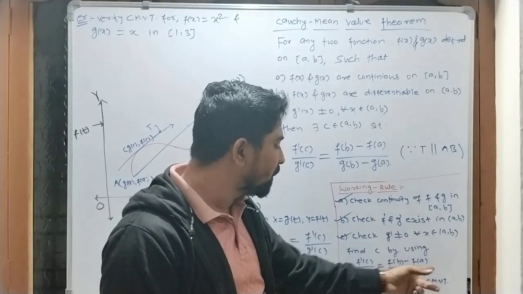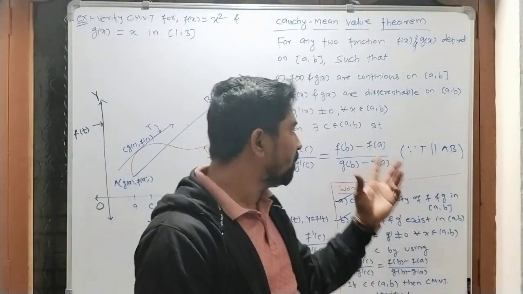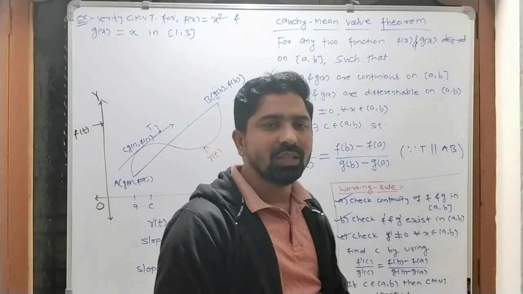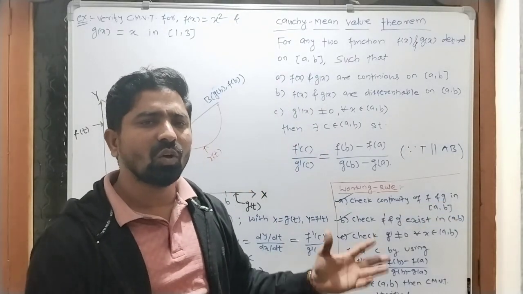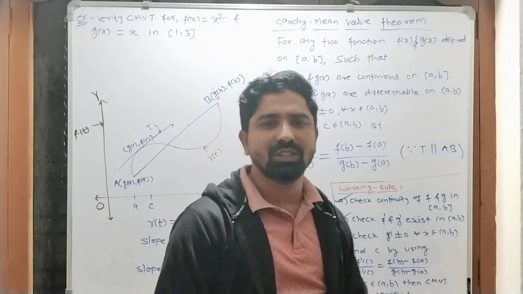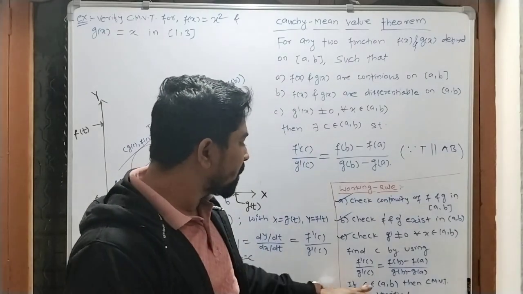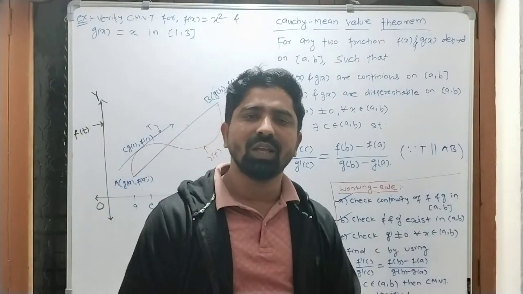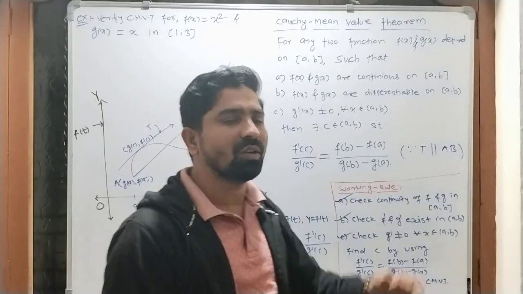If that value of c belongs to this open interval a b, then we can say the given functions f and g satisfy the condition of Cauchy mean value theorem, or we can say Cauchy mean value theorem is verified by the given functions f and g if c belongs to open interval a b. If c does not belong to this open interval a b, then we can say Cauchy mean value theorem is not applicable for these two functions f and g.